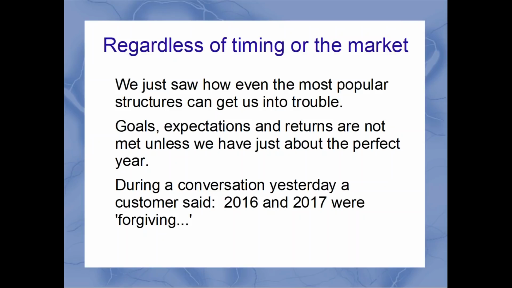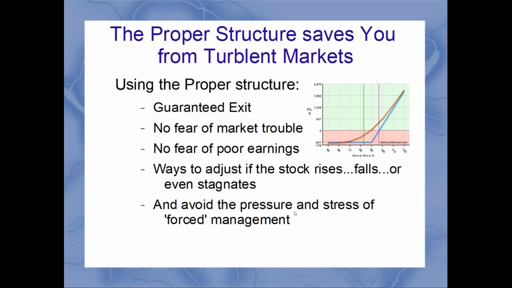Now we're seeing something entirely different. It's been an entirely different year, and we don't know what to expect in 2019. That is why the proper structure, controlling the risk on your trade to a known single-digit amount, and forcing yourself into an ideal-sized trade protects you from turbulent markets, the unknown markets. We have a guaranteed exit with the proper structure.